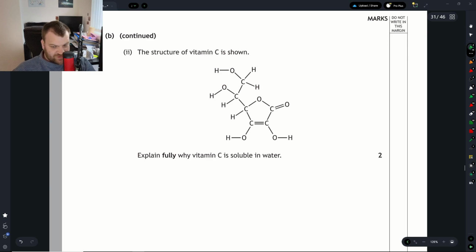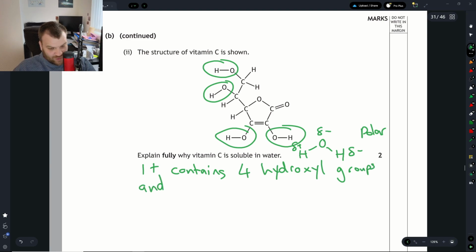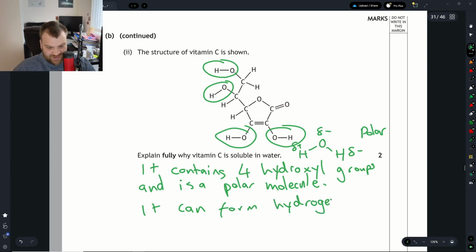In this one, we're trying to explain why something is soluble in water. If we remember this structure of water, water is a polar molecule. This means this chemical must have lots of polar groups. In fact, it's got 4 hydroxyl groups. Therefore, it is also a polar molecule. And it can form hydrogen bonds with the water. They've both got OHs. And that's what allows them to dissolve together and picks up 2 marks.